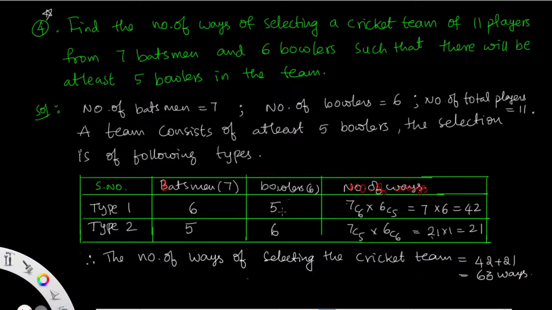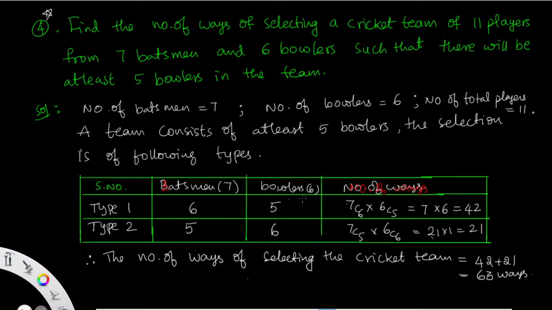At least 5 bowlers in the team means starting with 5. The total number of players playing a cricket game is 11, so 11 minus 5, then you get the batsmen choice as 6. At least 5 also means you may have 6 bowlers, which is another way. So 11 minus 6 gives 5 batsmen. Suppose we take 7 bowlers also, but we do not have that, since the maximum number of bowlers is 6. If it is 7, 8, 9, up to 11, there would be choices, but the number of bowlers maximum is 6.